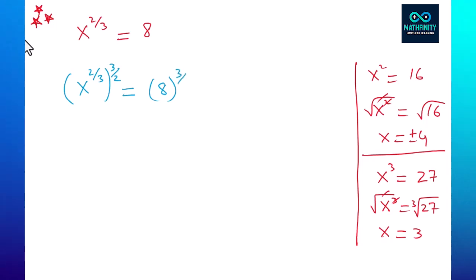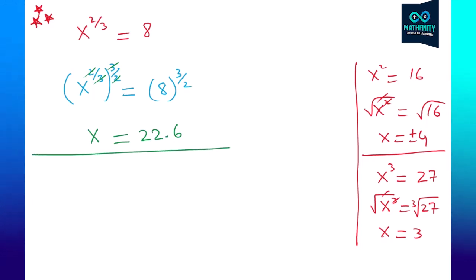Why do we have to take the opposite? So that we can cancel out. We can cancel out this 2 and this 2, and this 3 and this 3. So what is left? x power 1, or x alone. And this one you can solve by using a calculator. So my answer will be 22.6. Okay. Another example related to the same idea. Suppose you have x power 5 by 3 is equal to 32.